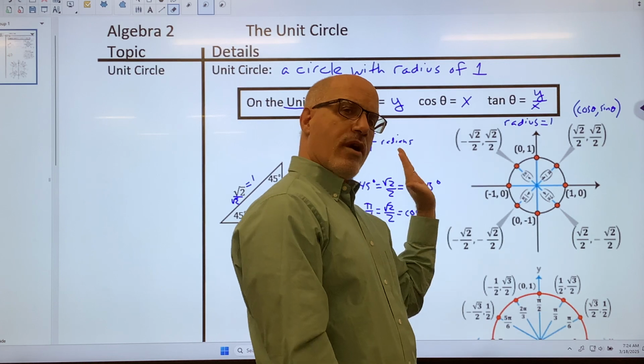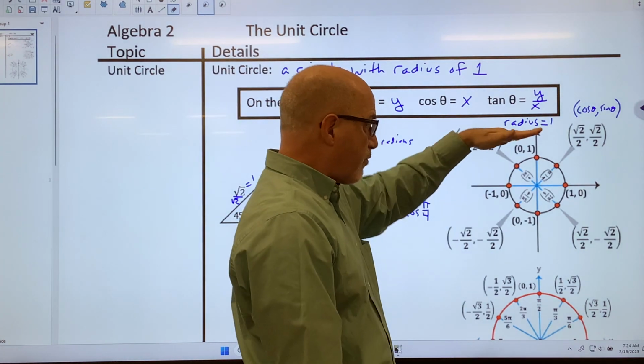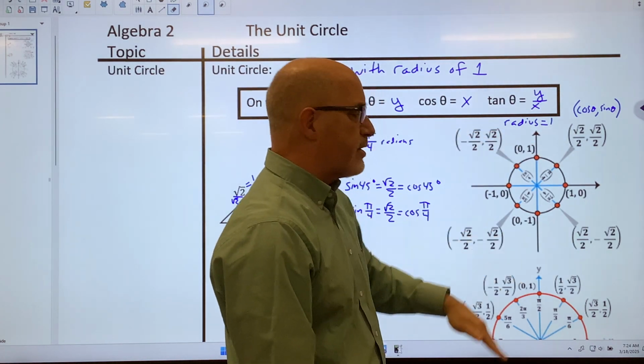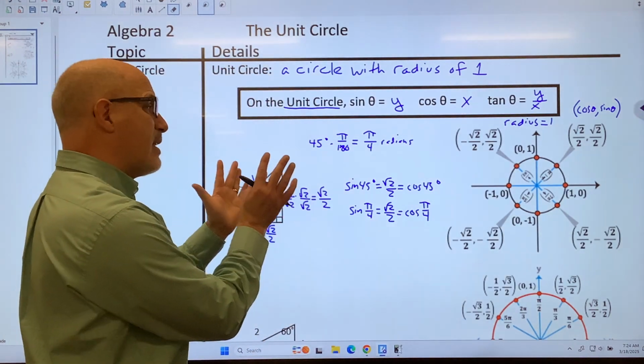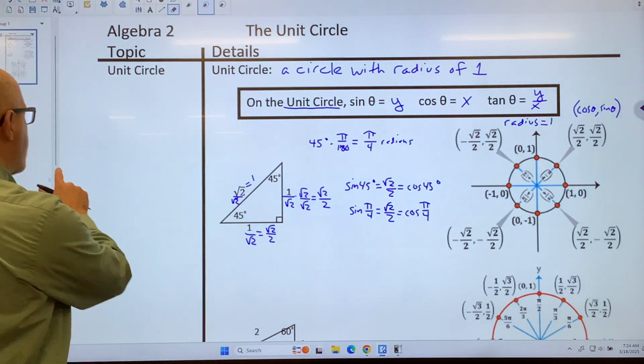X is negative in quadrants 2 and 3. Y's are negative in quadrants 3 and 4. All right, so that's what happens with a 45, 45, 90 degree triangle.